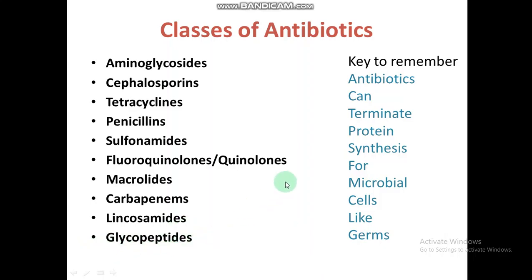All these classes can be remembered by this sentence: antibiotics can terminate protein synthesis for microbial cells like germs. So A for aminoglycosides, C for cephalosporins, N, C, then T for tetracycline, P for penicillin, S for sulfonamides, F for fluoroquinolones, M for macrolides and carbapenems, and then L for lincosamides and G for glycopeptides. So in this way we can remember these classes of the antibiotics.